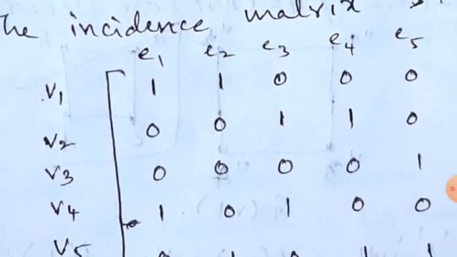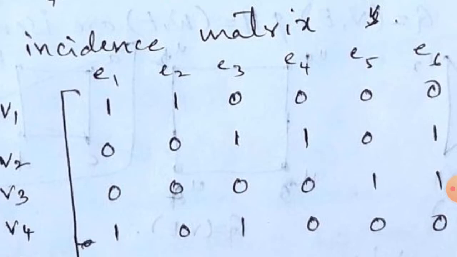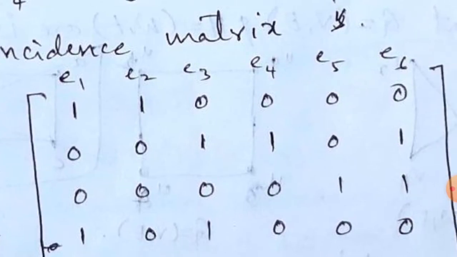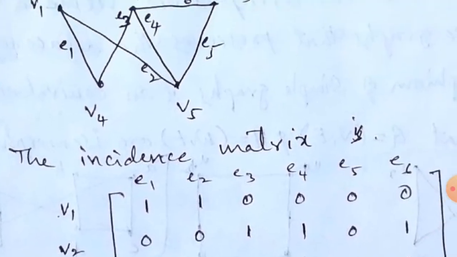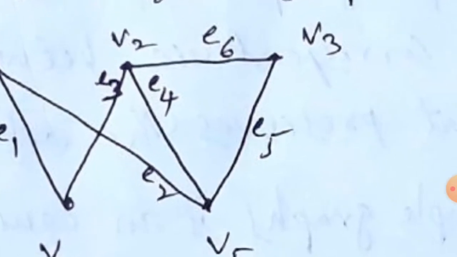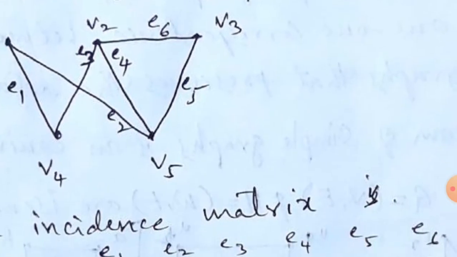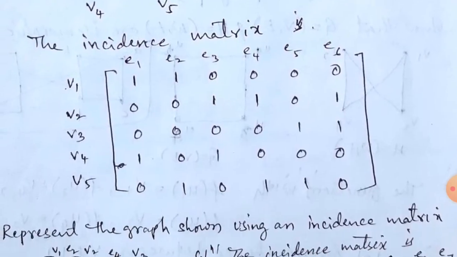Now observe the vertex V2. How many edges are incident on V2? Only E3, E4 and E6, so we take those entries as 1. So only E3, E4, E6 are edges incident on V2. Now observe the V2 vertex. How many edges are incident here? E3, E4, E6. So those should get 1. Observe here. Remaining all are zeros.